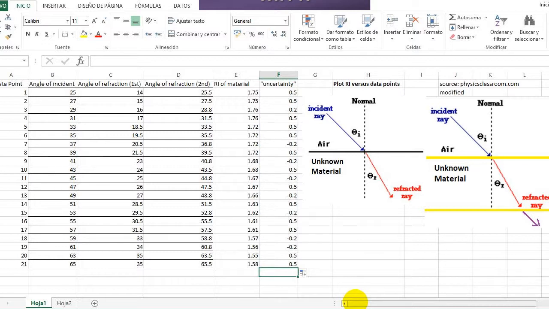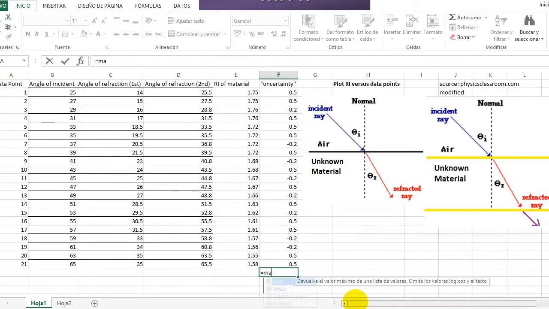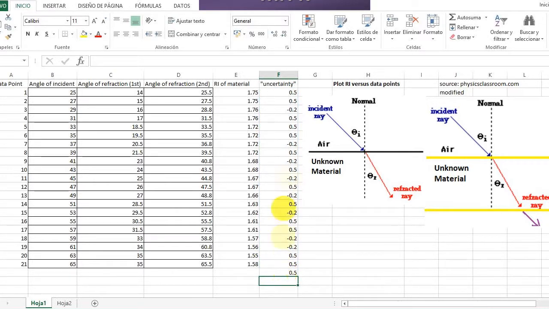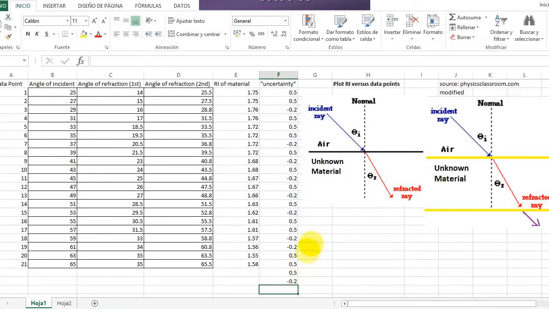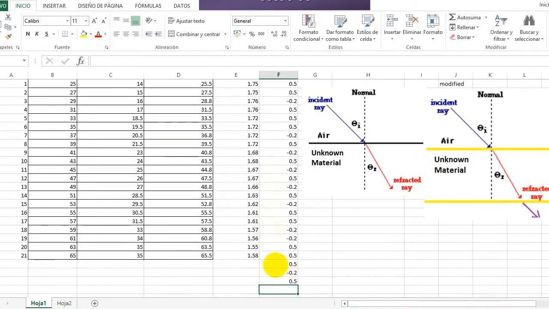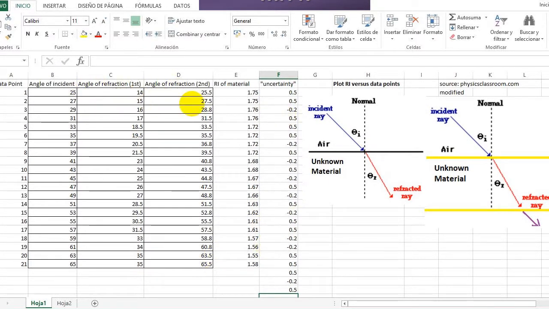So I'm going to do another calculation here, equals the maximum value for a group of cells. So I'm going to click and drag all of these, and this is going to return the maximum value in uncertainty for all of these. Well, I also want to calculate the minimum uncertainty, because maybe my biggest difference happened to be on the other side when I'm subtracting as opposed to adding. It's not the case. The biggest uncertainty I have is 0.5. So the uncertainty I would use for this would be 0.5 in my calculation.